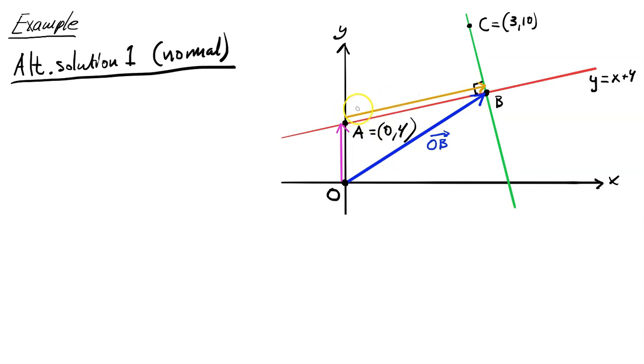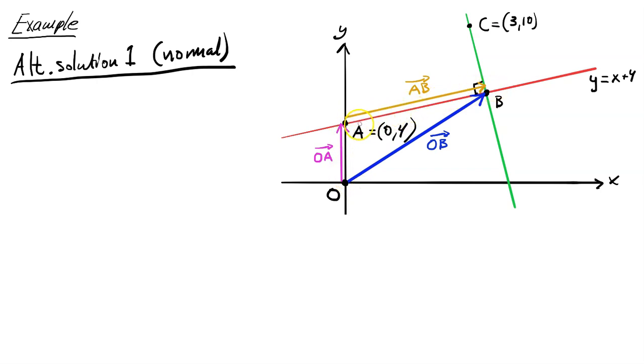Okay, so this one, what is that? That's AB. And the pink one is OA. But the problem is that we don't know the yellow one. We know the pink one, but we don't know the yellow one.